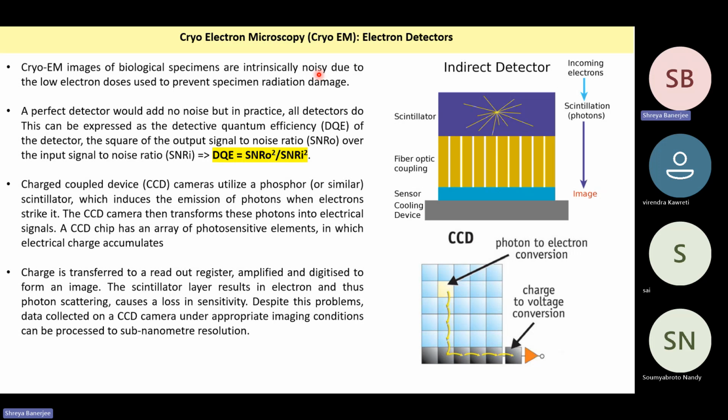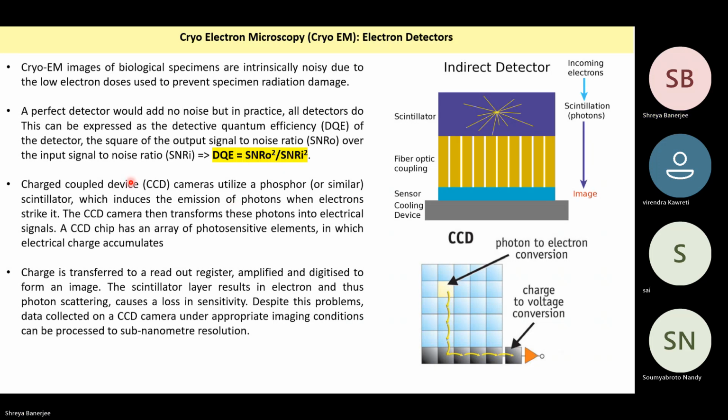A perfect detector would add no noise, but in practice, all detectors have some level of noise. And this is expressed as detective quantum efficiency, DQE, of the detector, which is the square of the output signal to noise ratio over the input signal to noise ratio. So the detective quantum efficiency of any detector, that is DQE, in the numerator you have the signal to noise ratio of the output, and in the denominator you have signal to noise ratio of the input, and both are squared.